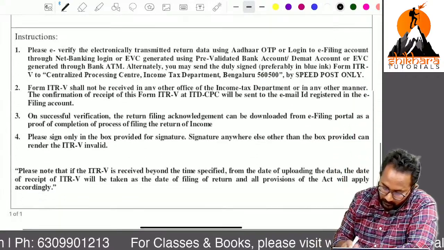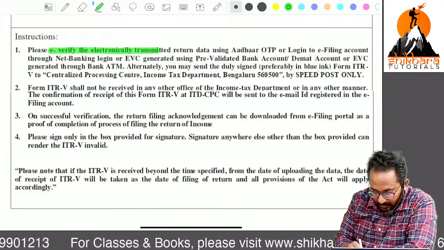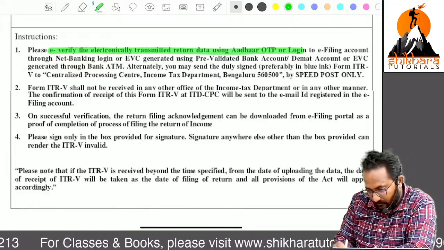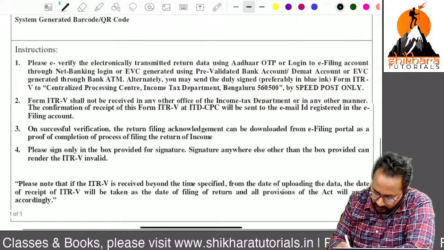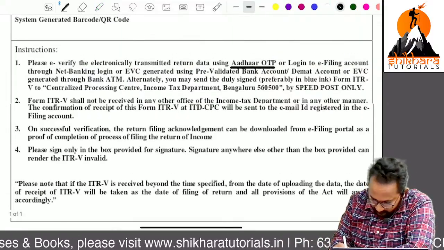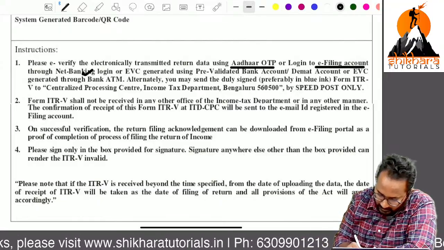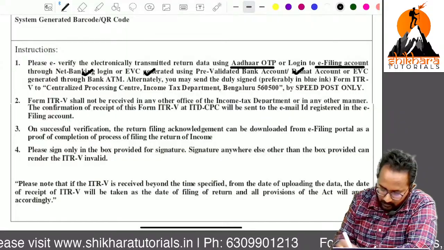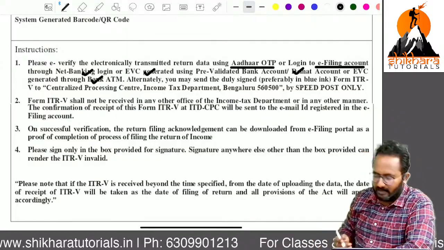Now remember, please e-verify the electronically transmitted data using the below modes. Already we have written them, ma. So generally, by using which modes can we e-verify, ma? Aadhaar, e-filing account, net banking, EVC, demat account, the ATM. But all these are not possible in my mother's case.